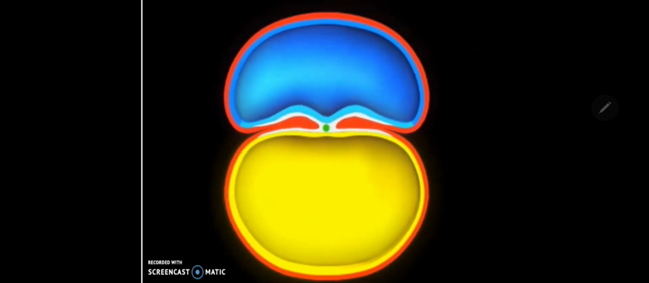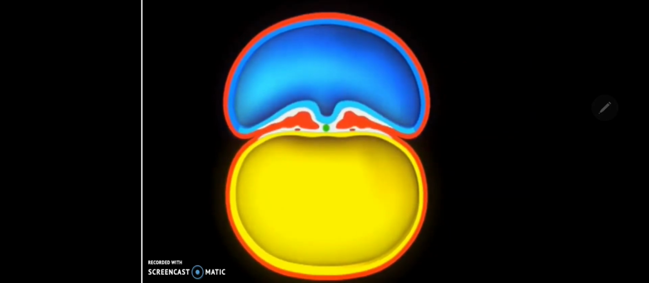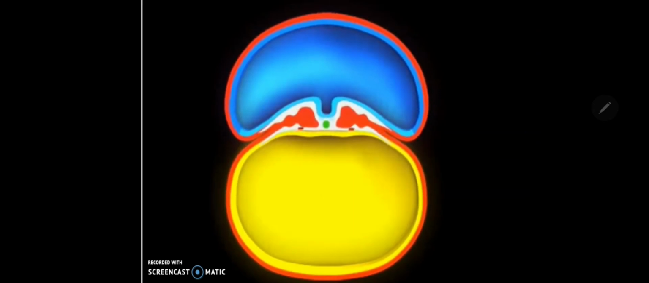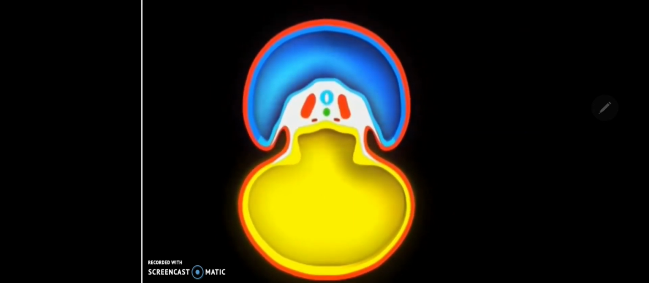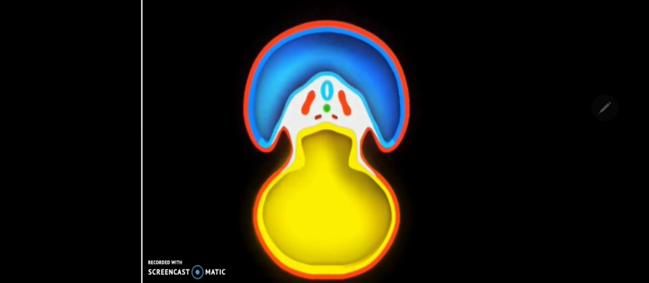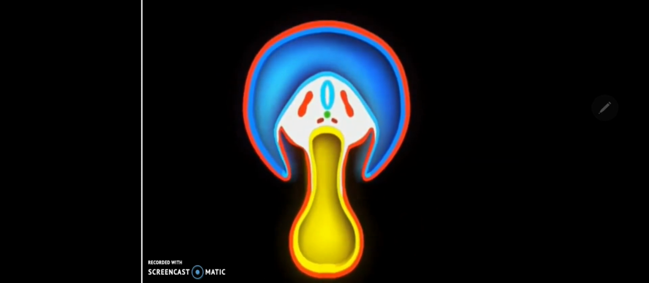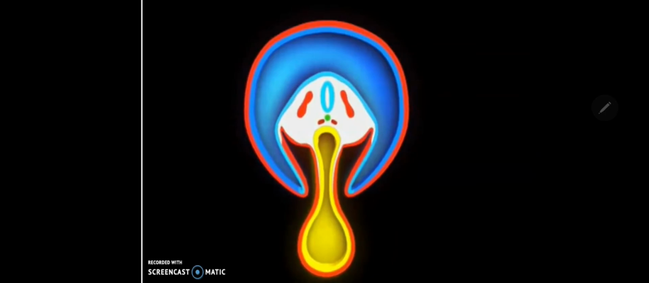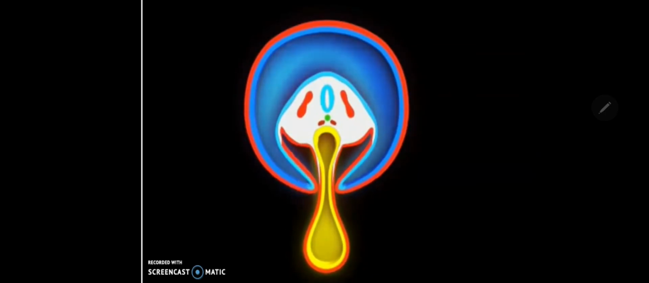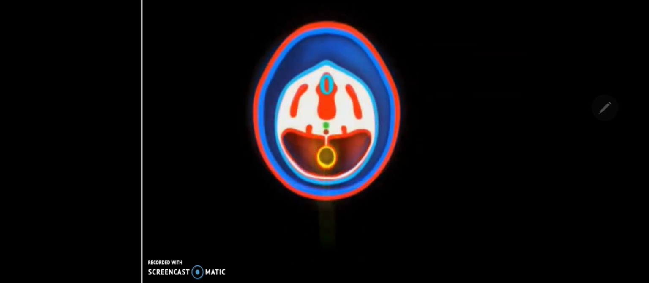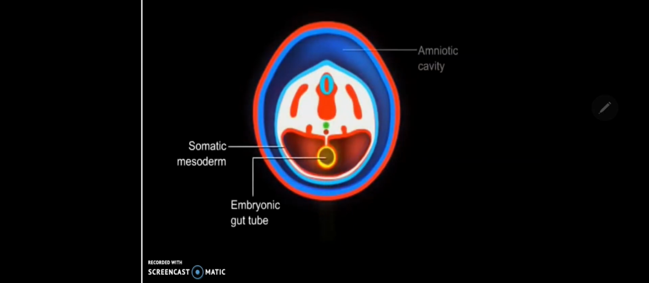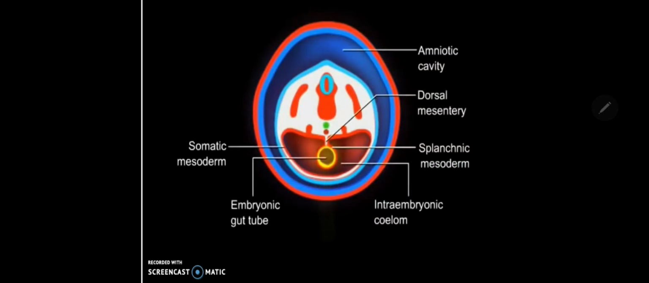So the folding starts around the end of the third week and finishes by the fourth week. You can see there will be differentiation in each layer. The ectoderm will differentiate, the mesoderm will differentiate, and the endoderm, that is the dorsal part of the yolk sac, is involved in the formation of the developing primitive gut tube. And you can see the two lateral folds unite, and the somatopleuric layer covers the body wall, and the splanchnopleuric layer will cover the visceral surfaces.